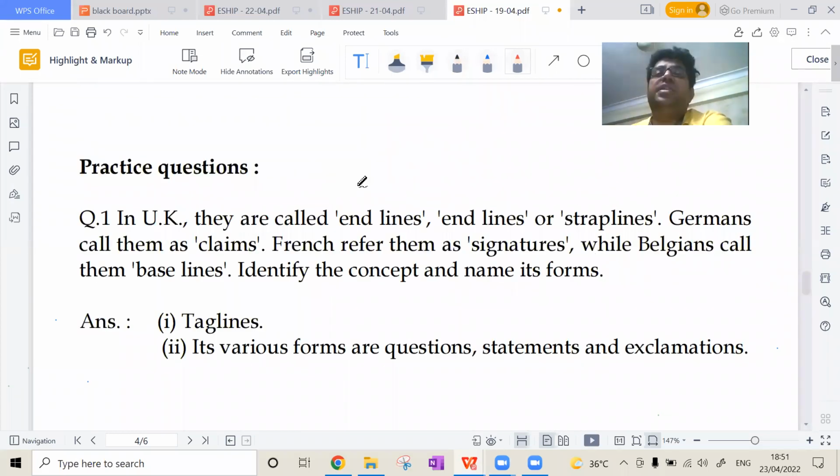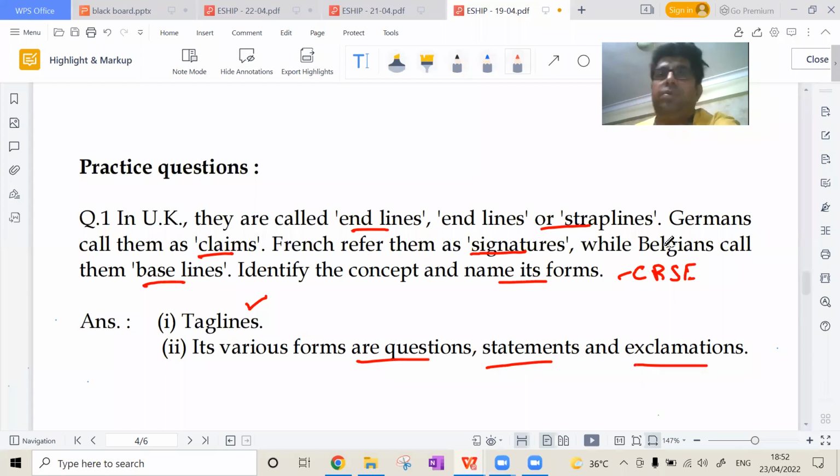Now, moving directly towards the practice. Here they have asked: in the UK they are known as claims, in French they are known as the concept. Here the concept is a tagline, and in what form? It can be in a statement form or it can be in an exclamation form also. So taglines are that way. That is the first question.